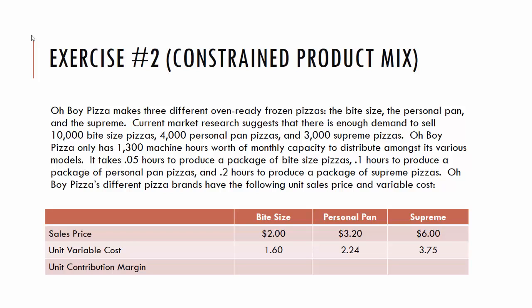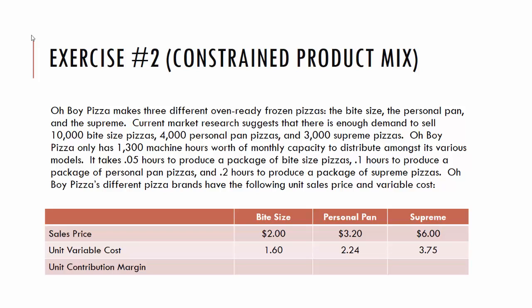Old Boy Pizza, in this example, has both of those problems. They make different oven-ready frozen pizzas, and they come in 3 different brands: the Bite Size, the Personal Pan, and the Supreme. Their research says that they think they can sell 10,000 bite-sized pizzas, 4,000 Personal Pan pizzas, and 3,000 Supreme pizzas during the year. So they're constrained by their customer demand. There's no reason to make a 3,001st Supreme pizza because they don't think that they will sell it.